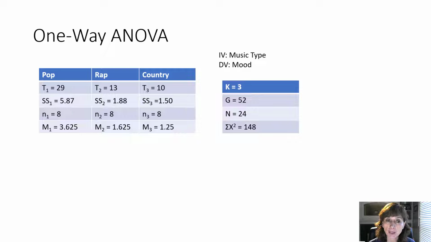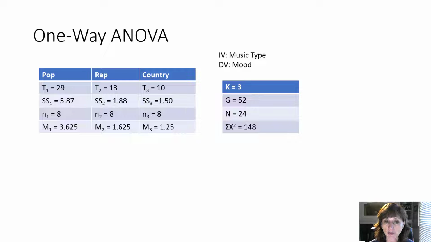For sum of squares, that's provided for you. So for the pop condition, it's 5.87. For rap, it's 1.88. And for country, it's 1.50. I have 8 participants in each condition, so N is 8 for each condition. And then finally, I have a mean of 3.625 for pop, a mean of 1.625 for rap, and a mean of 1.25 for country. So the mean is just the average level of mood that people reported, and higher numbers are representing a better mood.